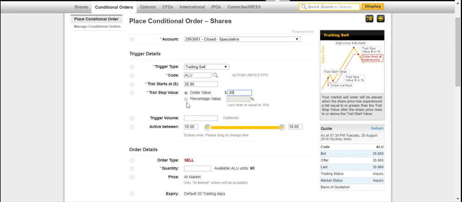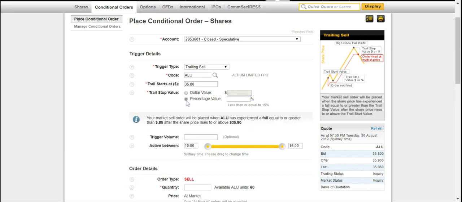There have been some studies done that show that a good stop loss is around between 15 and 20%, if you want to use a percentage value. And so one of the limitations with CommSec is the maximum you can set it to is 15%. So the best way to trade is probably to work out for each individual stock what you want to set your range to be, whether it's a dollar value or a percentage value.